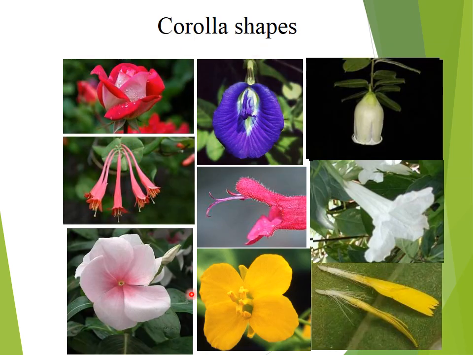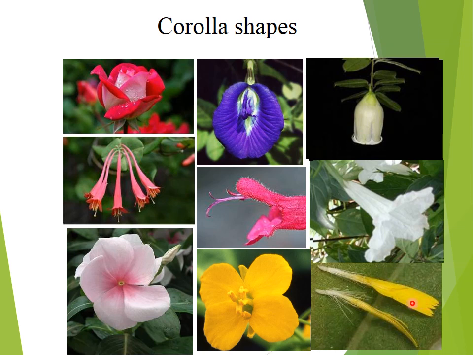Now the corolla shapes. There are different types of corolla, and we can easily recognize them on the basis of their shapes. This is rosaceous corolla, tubular corolla, and rotate corolla. This is papilionaceous corolla, bilabiate corolla. It is a cross-shaped corolla, cruciform corolla, of the family Brassicaceae or Cruciferae, the mustard family.